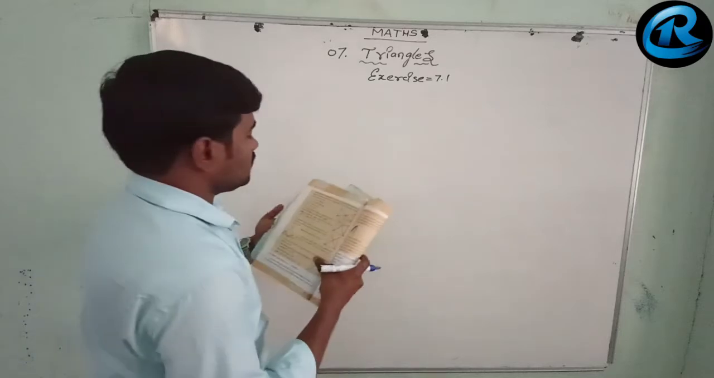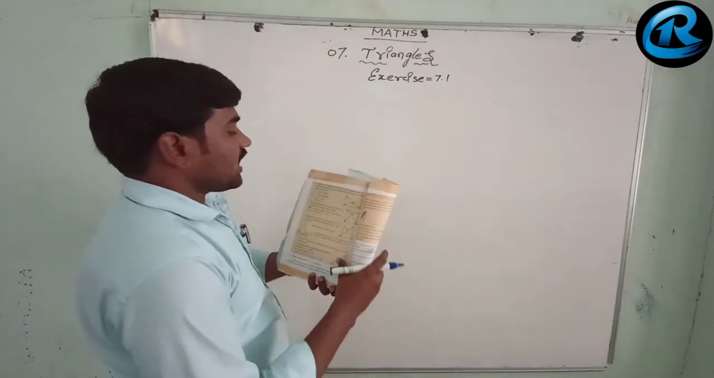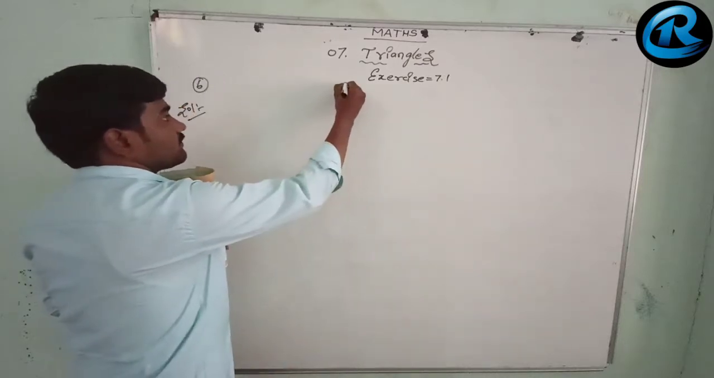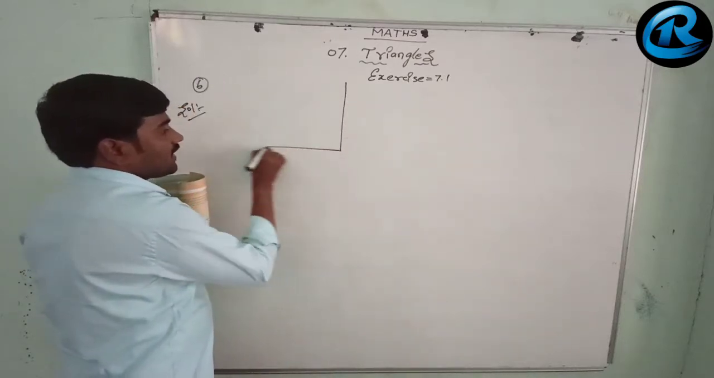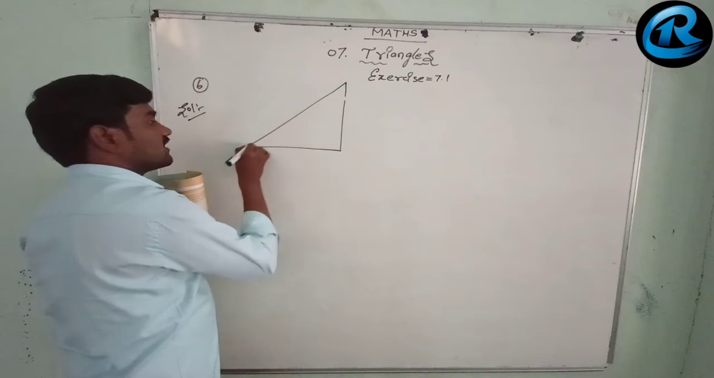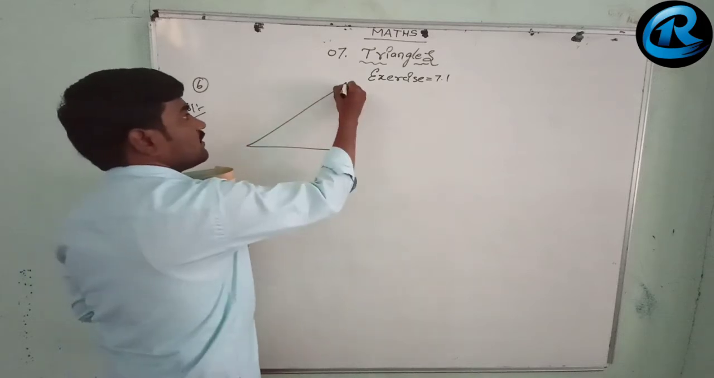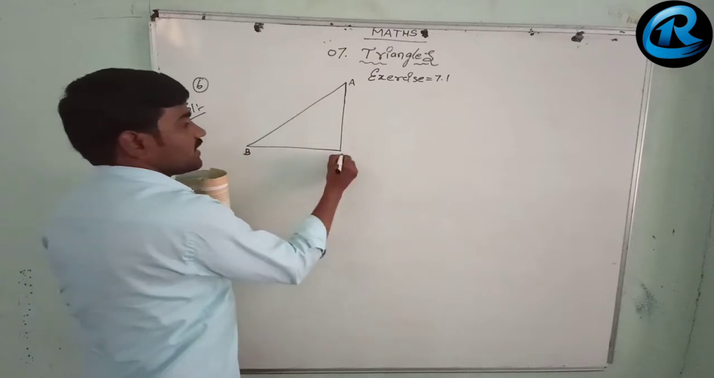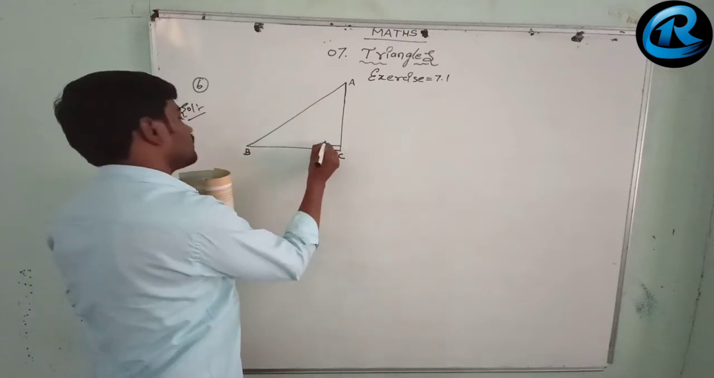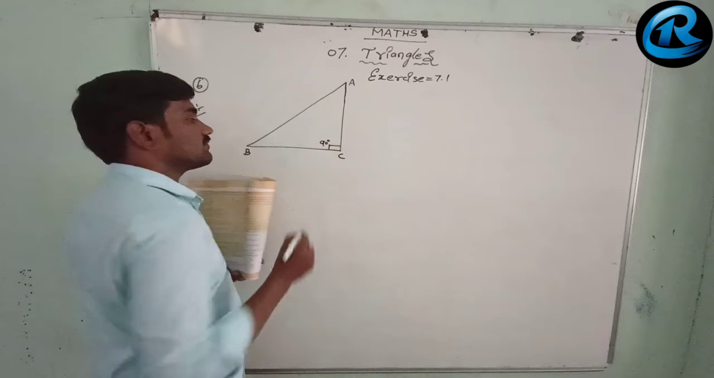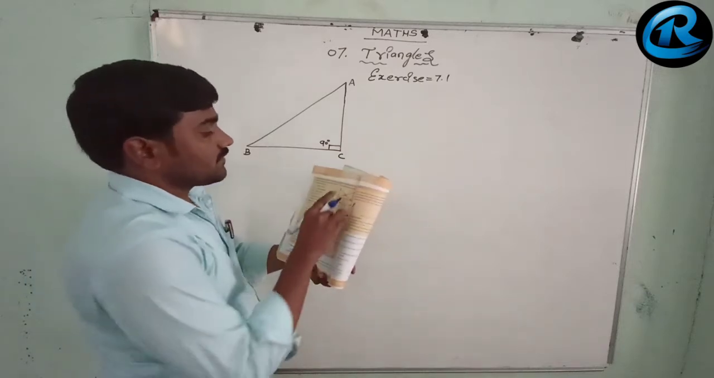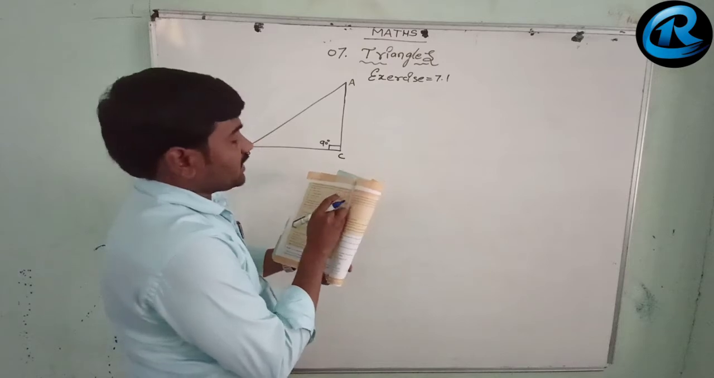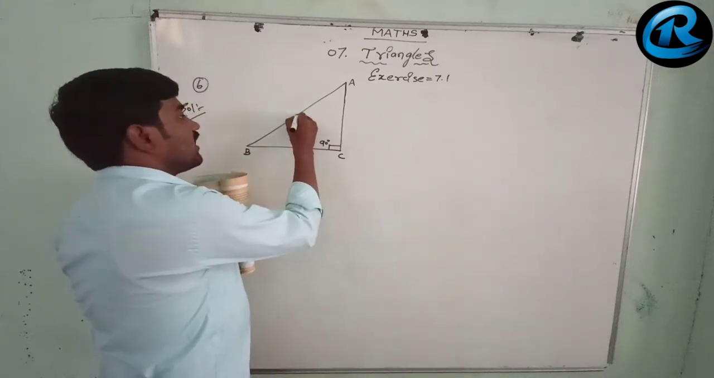Solution. Let's see that in right triangle ABC, right angle at C. So there is a right triangle ABC, and the right angle is located at C, and M is the midpoint of hypotenuse AB. Here M is a midpoint.